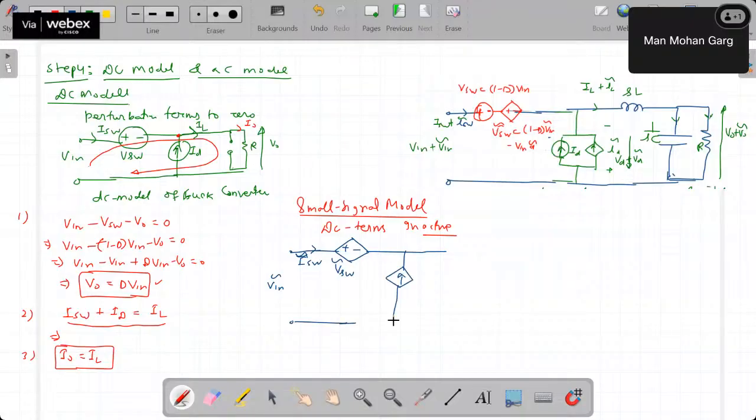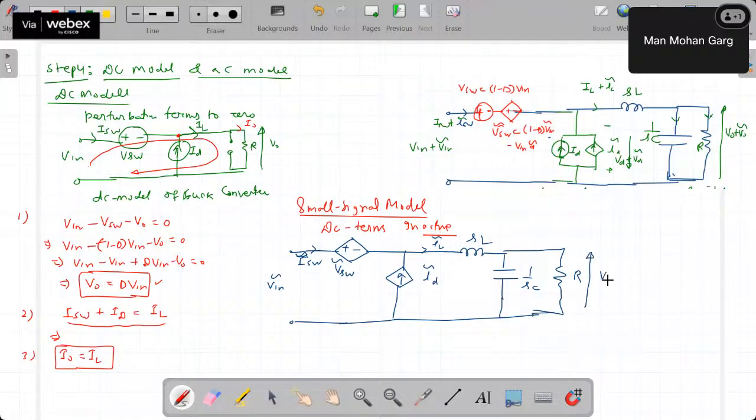Now after that, this will be I_L tilde, and this inductor will be as it is, having the value sL. Now this capacitor, because we are doing small signal analysis, which is done at different frequencies, will be 1 upon sC, and the load resistance remains the same in both AC and DC cases, and this is your perturbation voltage.